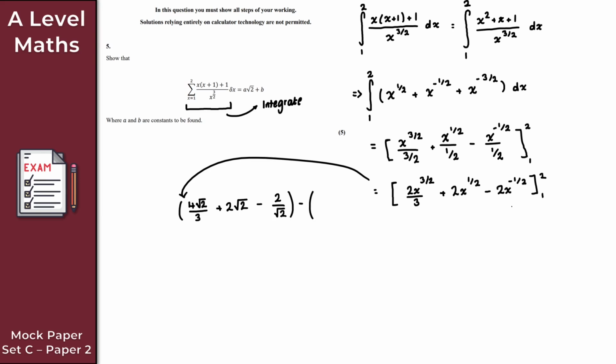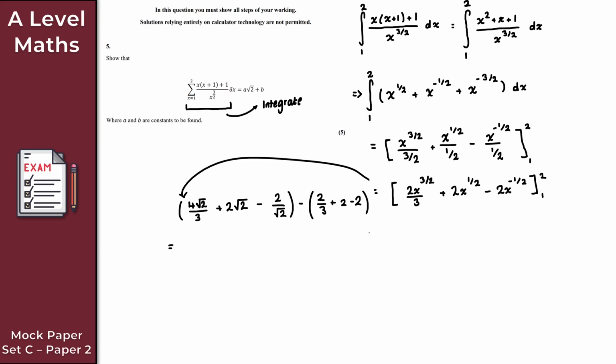So for the lower limit, this is when x equals 1. So I get 1 to the 3 over 2, so that's just 1, times it by 2, divided by 3. So I get 2 over 3. So 1 to the 1 over 2 is just 1. Times it by 2, I just get 2. And we then get minus 2 there. Okay.